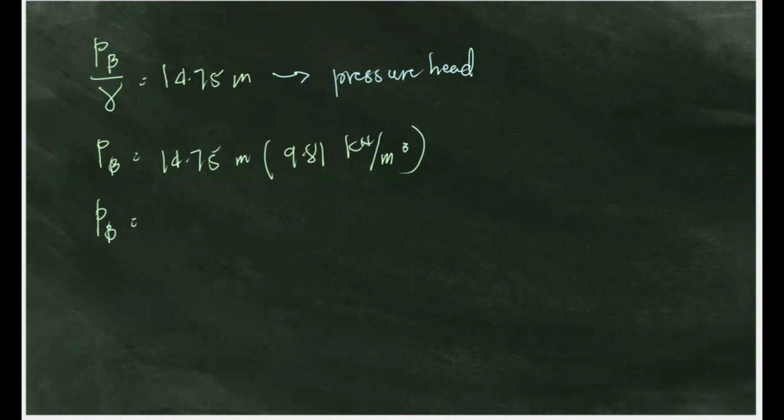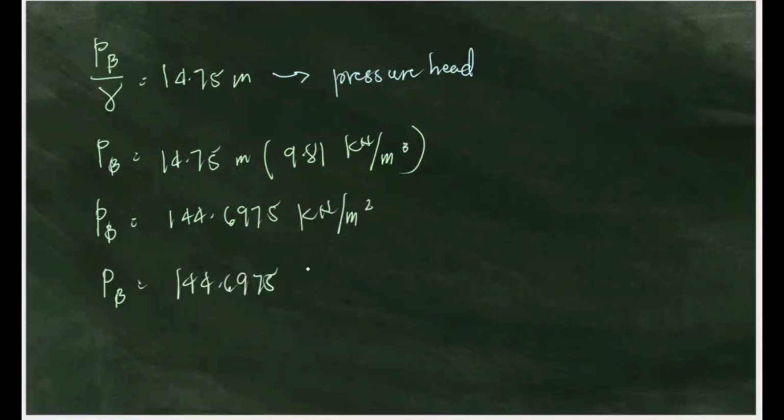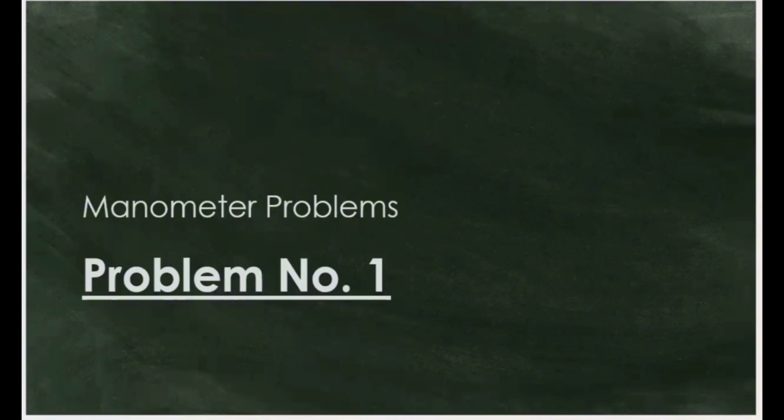So, 14.75 multiplied by 9.81 kilonewton per cubic meter will give us an answer na 144.6975 kilonewton per square meter or kung naka-kilopascal, 144.6975 kilopascal. Okay? So, ito yung answer natin sa ating problem. That is for our problem number 1. So, now let's have our problem number 2.